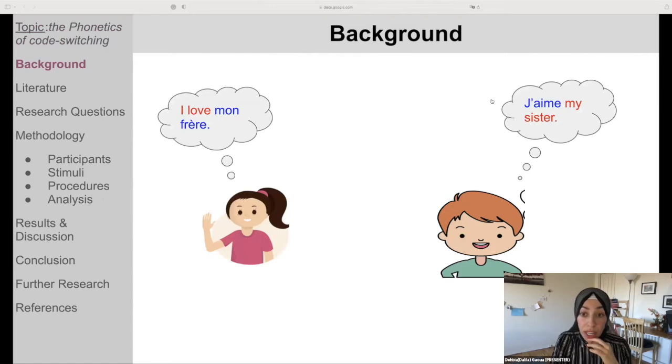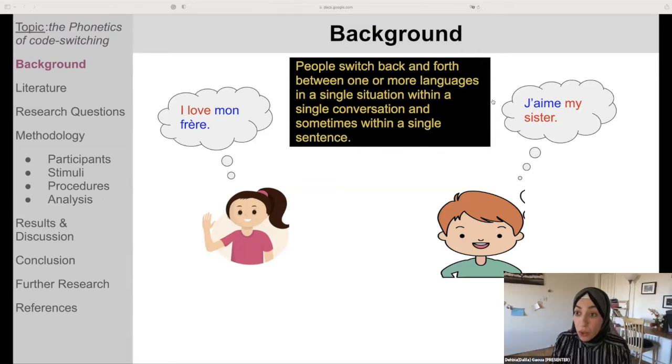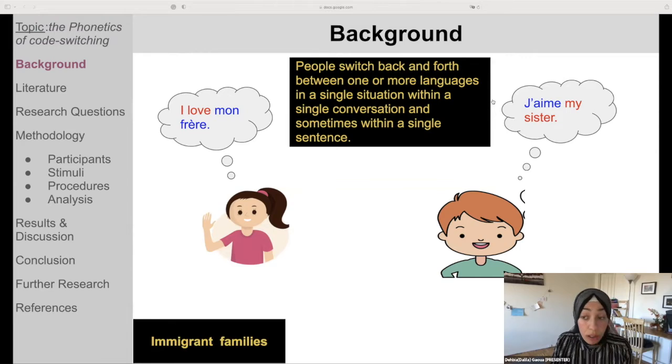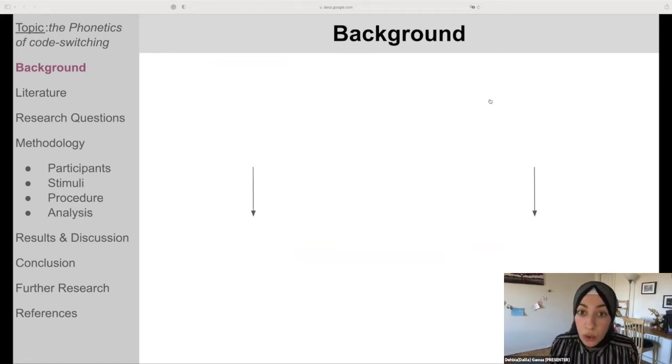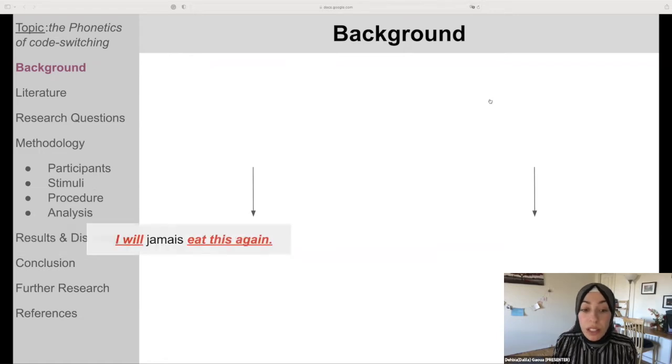Okay, a little bit of context. As a definition, code switching occurs when people switch languages in a single situation, within a single conversation, and sometimes within a single sentence. Situations where code switching is common include immigrant families, as you see at the bottom of the slide, and also when native or indigenous languages coexist with other languages, like colonial languages, and this is the case of the linguistic situation in Algeria.